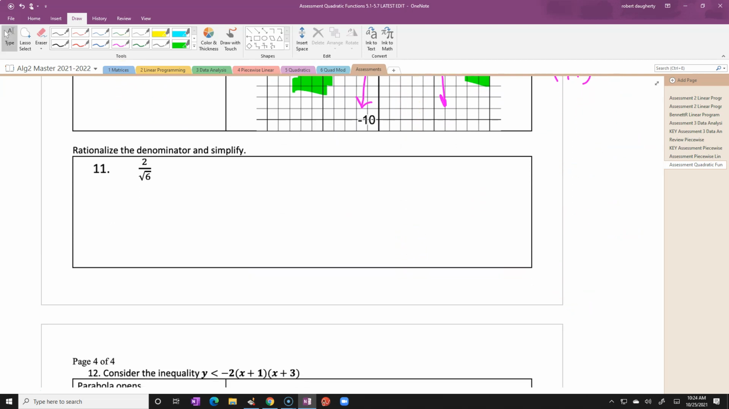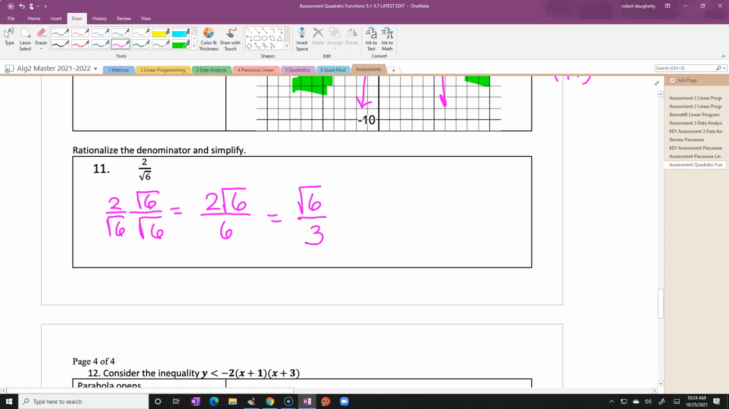Rationalize the denominator and simplify. You rationalize the denominator by multiplying by the square root of 6 over the square root of 6. This gives you 2 square root of 6. When you multiply the square root of 6 by the square root of 6, you get 6. This answer is the square root of 6 over 3.